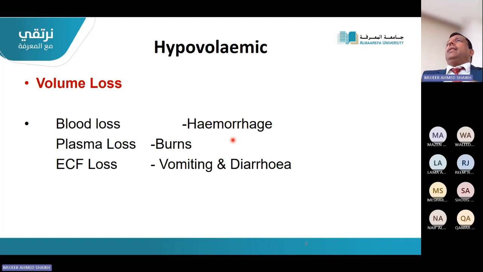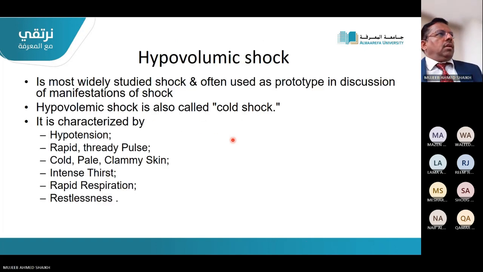So the main treatment strategy for any type of shock is to recover the mean arterial pressure, which should be reaching towards normal. Then in the second step, you have to treat the cause. Hypovolemic shock is the widely studied shock, a prototype.